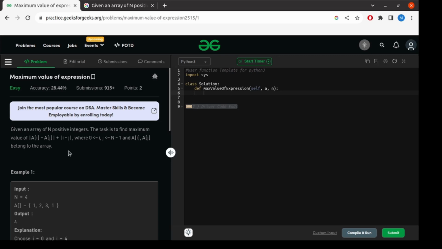So basically we are given an array. In this problem statement we are given an array, and we need to find the maximum value of the expression |a[i] - a[j]| + |i - j|, and these two terms are in modulus. So this is what we need to do here. Let us discuss the problem statement and the solution further.